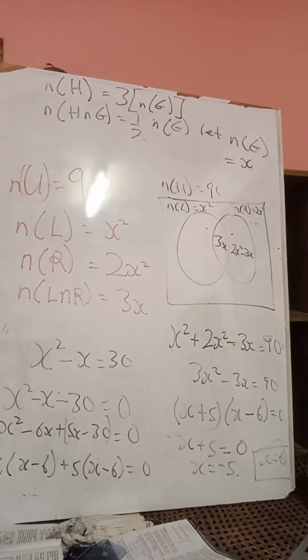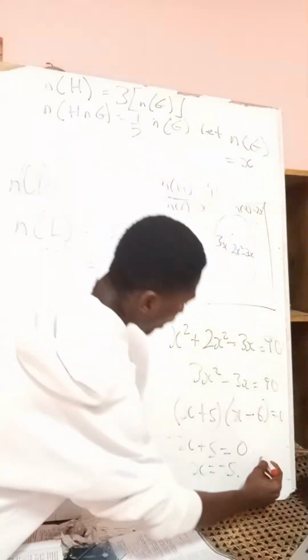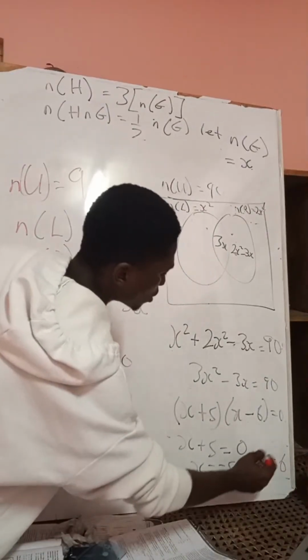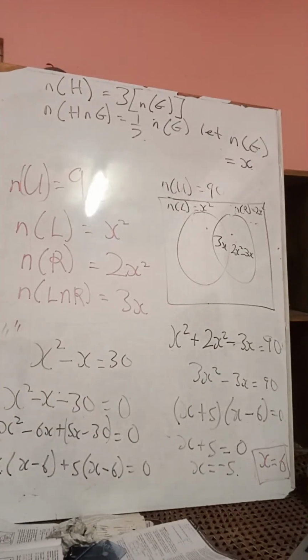Let me see if this marker is working well. Let me raise this one and write it here. X equals 6. So now we have two values for x. Now you go back and see what x represents. X was representing the number of people who can play left and right. So basically it's the number of people. You shouldn't get decimals. As a matter of fact, when you get decimals, it means your answer is wrong.